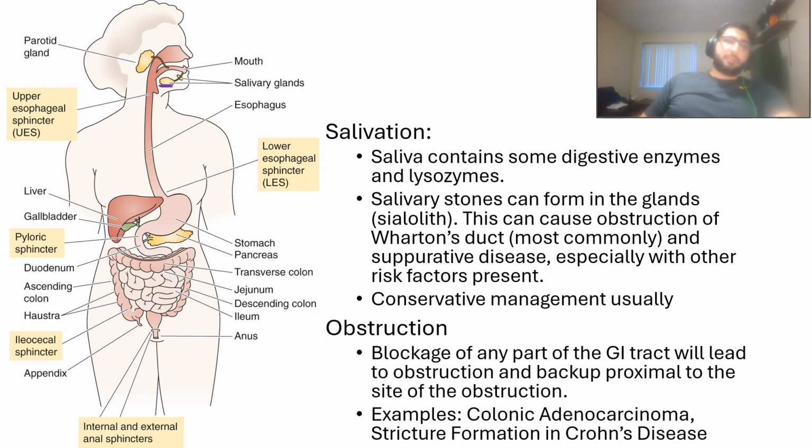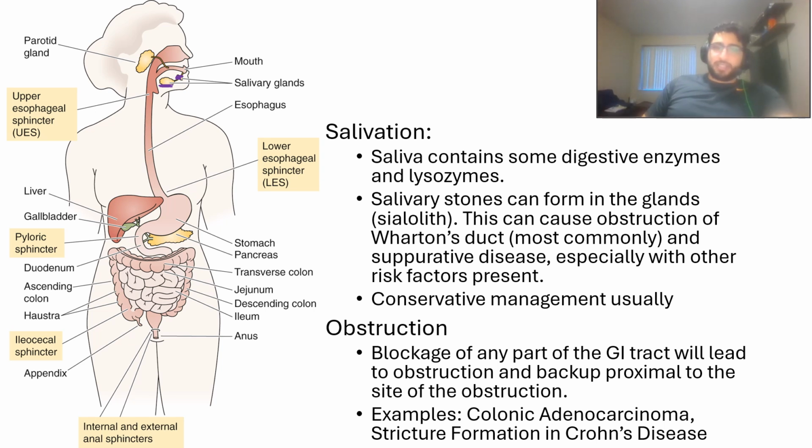But the bigger point I'm trying to make here is that this duct is called Wharton's duct. This lower one here is Wharton's duct. This is Stensen's duct. So in Wharton's duct, you can get an obstructing stone. And then let's say the patient has diabetes or is immunocompromised or has poor oral hygiene, some collection of risk factors, you can get infection of this gland. That's called sialadenitis.